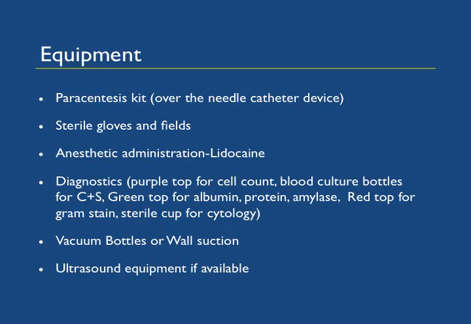Other diagnostic tubes that may be needed include blood culture bottles, which are needed for culture and sensitivity. It should be noted that the bacterial count in SBP is quite low, and if you do not place the fluid obtained in blood culture bottles, your likelihood of having a positive test will be significantly decreased. In addition, you may need tubes for albumin, protein, amylase, gram stain, and cytology. Please note, we do not classify the ascites fluid as transudate or exudate, similar to thoracentesis fluid, as these are not useful markers, so pH and LDH measurements are not needed.